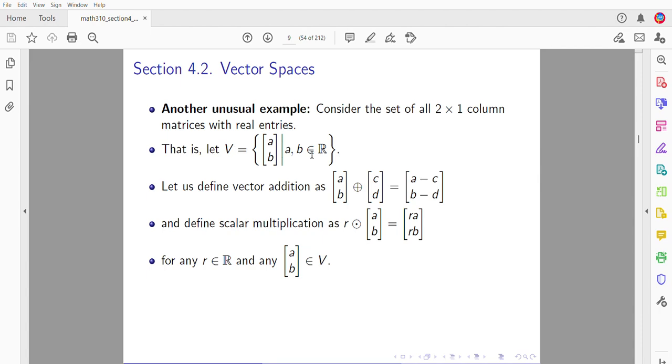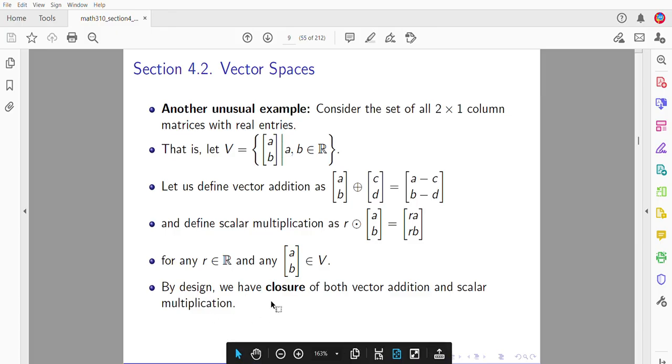What is unusual here? Notice the ⊕ is actually a − c, b − d. So let's see whether this ⊕ and this ⊙, that is the vector addition and the scalar multiplication, result in a vector space. By design we have closure in both these operations. What does that mean? If I take a vector from this set, a vector from this set, if I apply ⊕, do I land with a vector in this set?